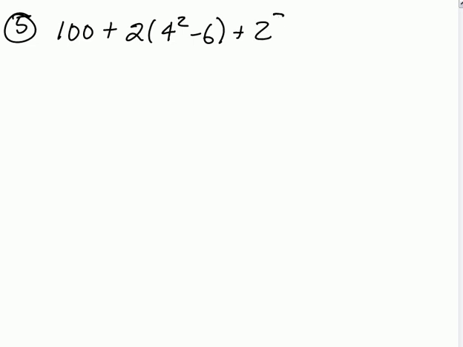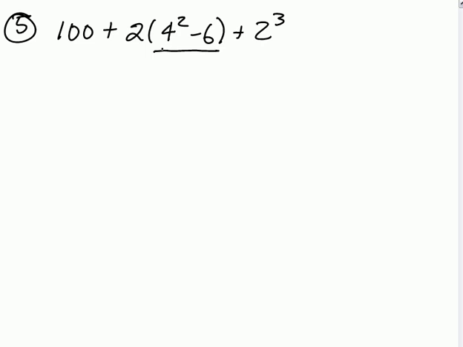Let's try one more involving parentheses. Ooh, and some exponents. We've got 100 plus 2 parentheses 4 squared minus 6 plus 2 cubed. Okay, good one. Everybody agree? We've got parentheses, and there's something going on inside those parentheses, so it indicates grouping. But within the parentheses, we've got something going on too. We've got both exponents and subtraction.